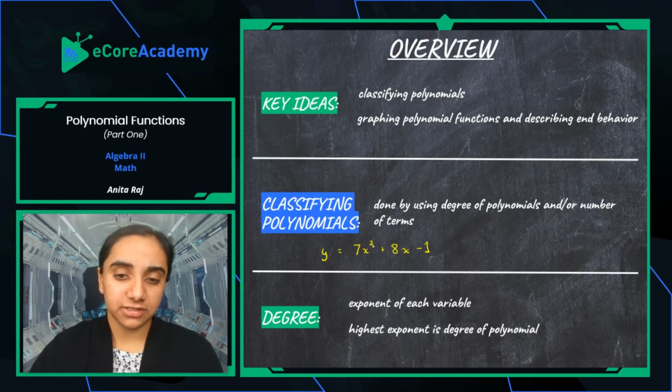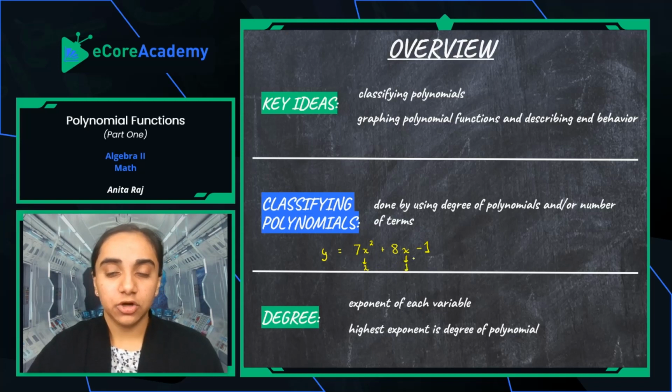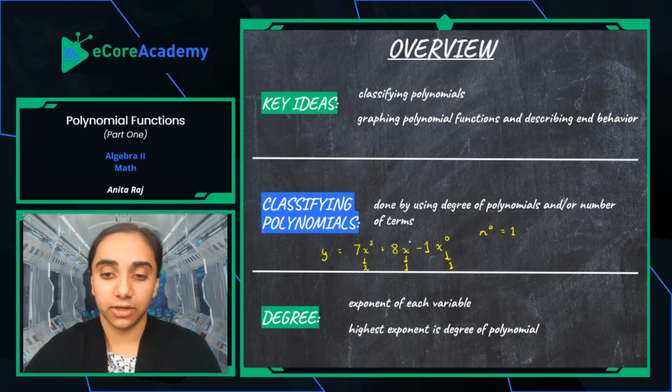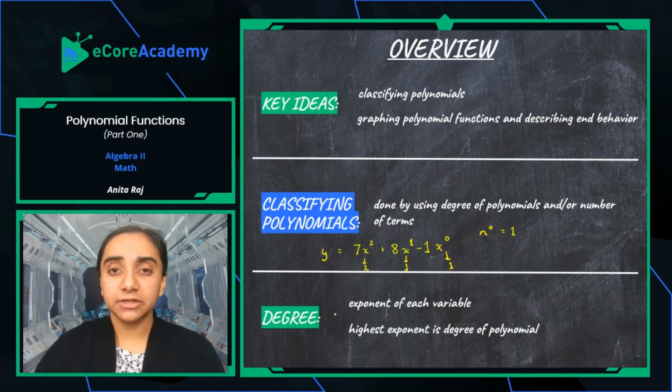So the exponent of this x is going to be 2. And the exponent of this x is going to be 1. In regards to this -1, we can pretend it pretty much has an x next to it, but it's an x to the 0. And remember, any number n to the power of 0 is going to be equal to 1. So that's why this x to the 0 is equal to 1, and 1 times -1 is just going to give you -1. That's why we just have a constant here. So you can pretend there's an imaginary x to the power of 0 here, and I'm just going to put x to the 1 here. So we're going to look at the exponent of each variable, and we can determine the degree.